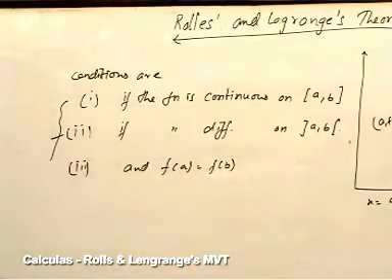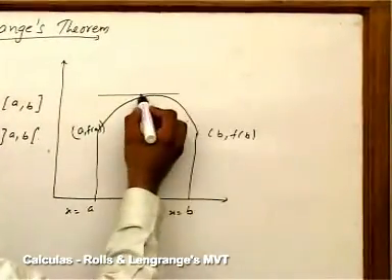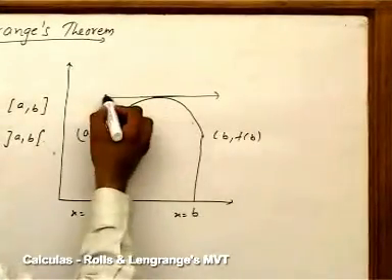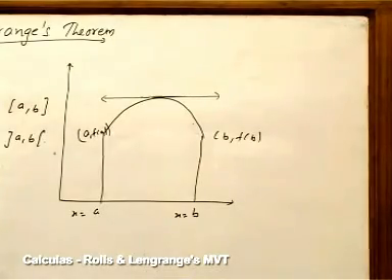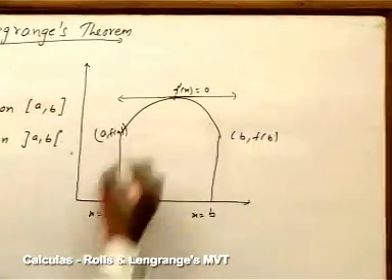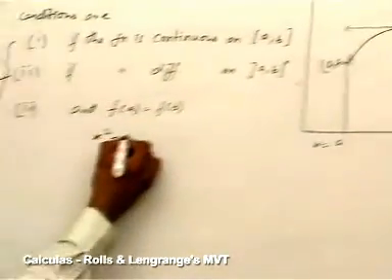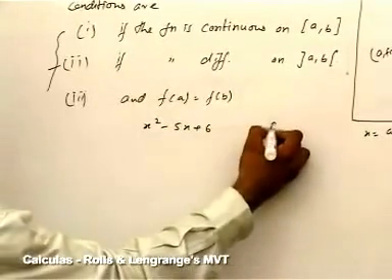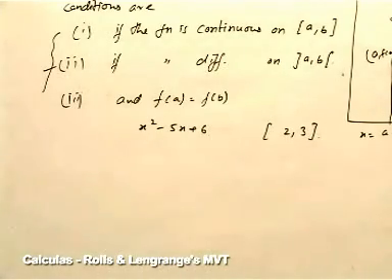Now what is Rolle's theorem? Rolle's theorem states that if these conditions are satisfied, then there is at least one point at which the tangent to the curve will be parallel to the x-axis, or f dash x at that particular point will become 0. For example, let x square minus 5x plus 6 be a function on the interval 2 to 3. Let us try to apply Rolle's theorem for this function.